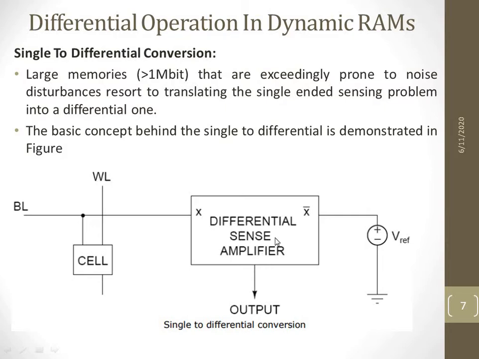Now the differential sense amplifier will take the difference between X and X bar, which is nothing but the reference voltage, and if the difference is too high, then the output will be 0. If the difference is less, it will amplify it. Suppose it is not exactly VDD, but a little less than VDD; it senses this and amplifies it to the desired level and gives you the output. This is called single to differential conversion.